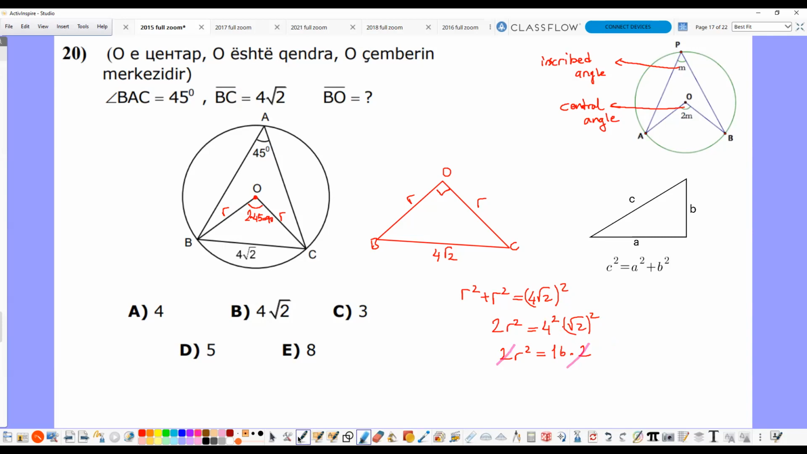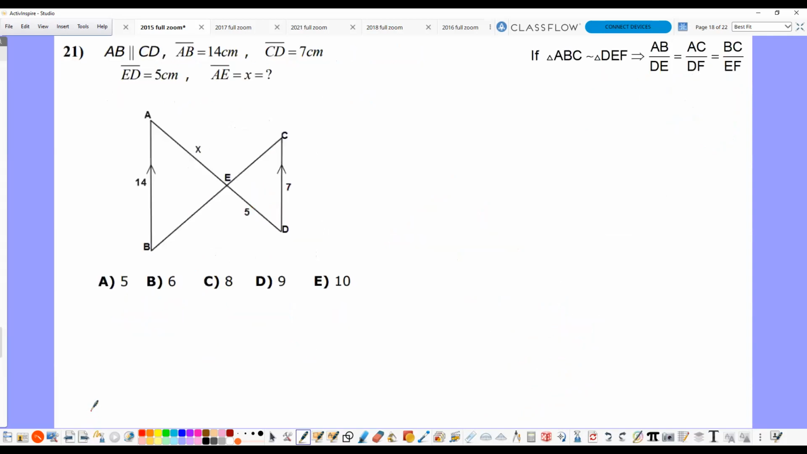R square is equal to 16, and R is equal to 4. We should take the root of both sides, and R is equal to 4. I know that the BO length is equal to 4, not minus 4, because it represents the distance. When you take the square root, you should think about plus and minus sign, but here it is only plus because it represents the distance.